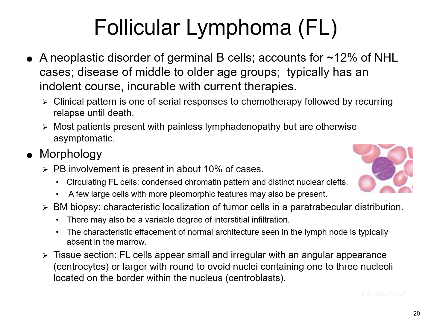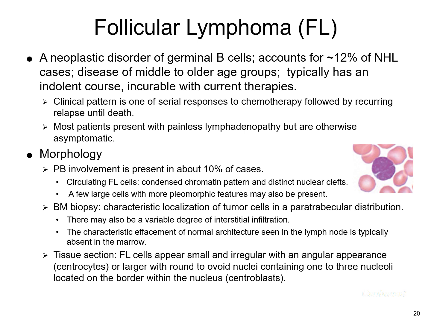Follicular lymphomas represent a neoplastic disorder of the germinal center B cells, and it accounts for approximately 12% of the non-Hodgkin's lymphoma cases. It is generally a disease of the middle to older age groups, and although a follicular lymphoma typically has a very slow course of progression, it is most often incurable with the current therapies that are available now.